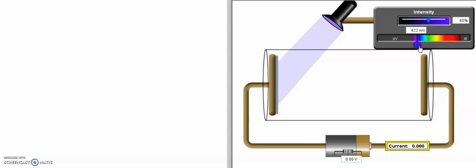We're in the purples already, going pretty good. It looks like we're going into ultraviolet. Still nothing's happened. Let's see, go a little bit smaller. And go a little smaller. There we go. Now we got some electrons jumping.